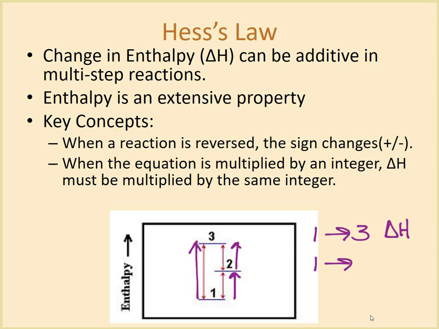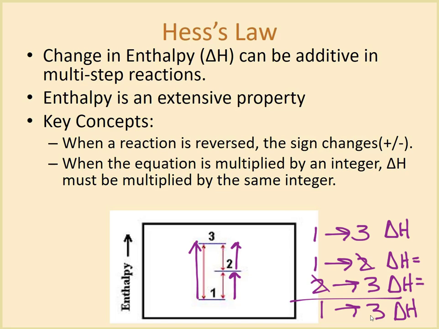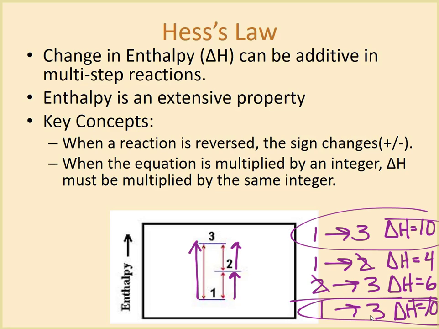If I go from 1 to 2 and then 2 to 3, when I add them up, my 2's are going to cancel and I'll have 1 to 3. So my delta H's should add up to equal the first one. So let's say the first one is a 10 and this one is a 4 and this one is a 6. They would add up to be the same thing. So this is Hess's law, where you can take reactions and add them up and manipulate them to find a target reaction.